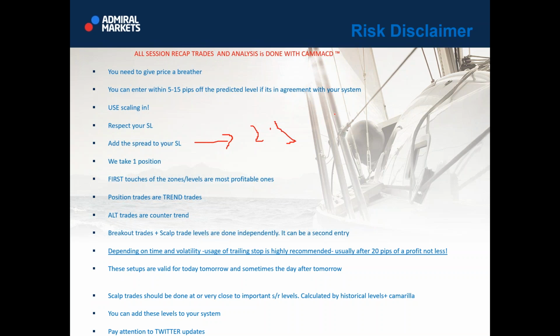For example, if you see that the price is moving in your direction, you can, after some 60 pips, let's say, you can put your stop loss to 50, plus 50. It's called profit stop, and that means that you're securing 50 pips. Now, the thing is that I don't recommend doing it if you haven't made at least 20 pips of a profit. These setups are valid for today, tomorrow, and sometimes the day after tomorrow.